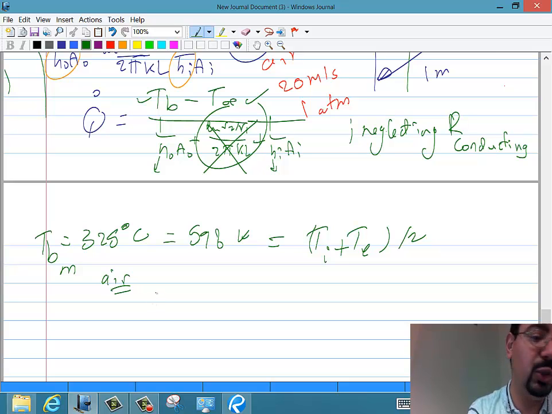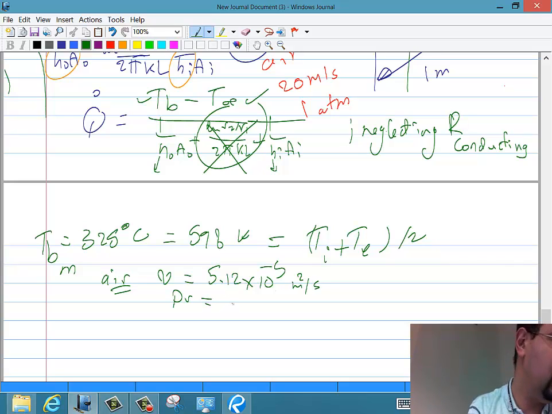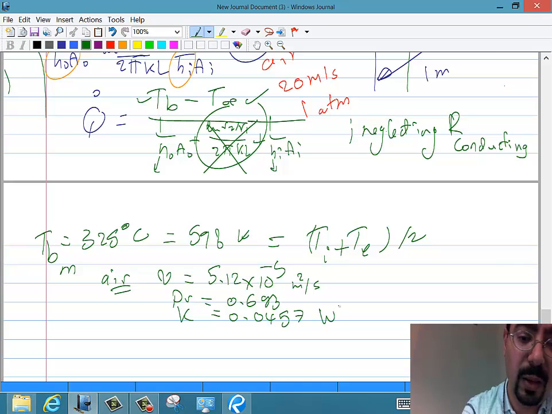So for air at that temperature, I get my nu as 5 times 10 to the minus 5 meters squared per second. The Prandtl, why do I need the Prandtl? Because the Nusselt number usually has Reynolds multiplied by a Prandtl. So always get nu, Prandtl, and what's the third thing that when we go to the table for those convection problems we need to get? K, because the Nusselt number has K in it too. So the Prandtl is 0.693 and the K is 0.0457 watt per meter Kelvin.